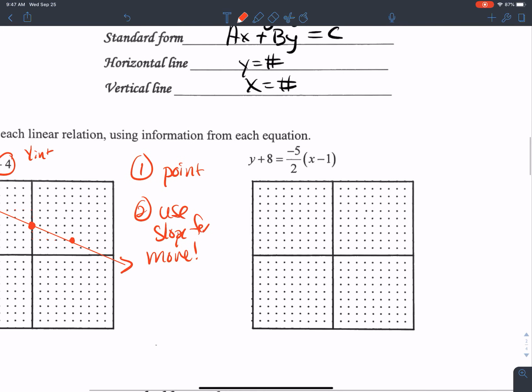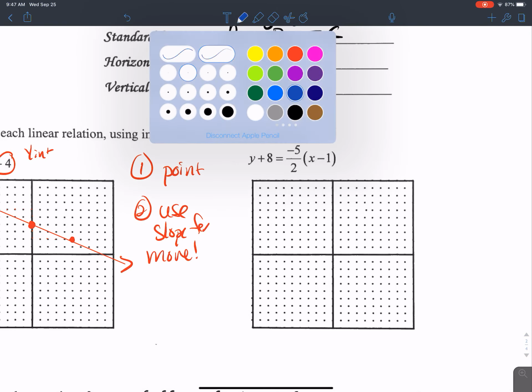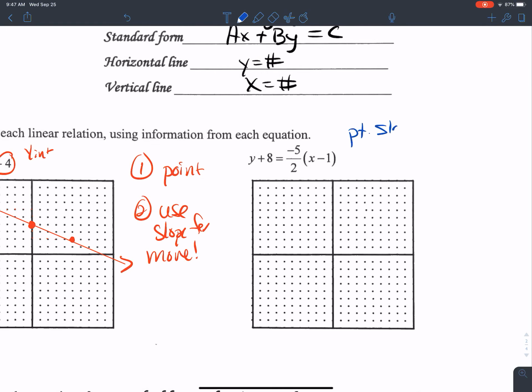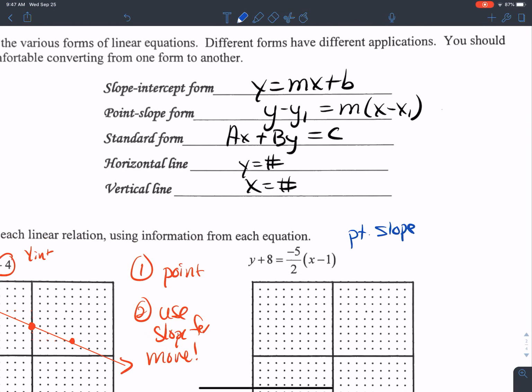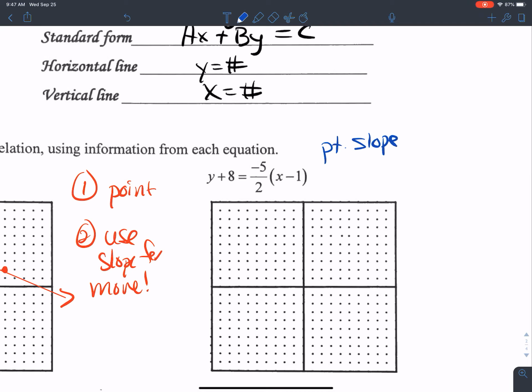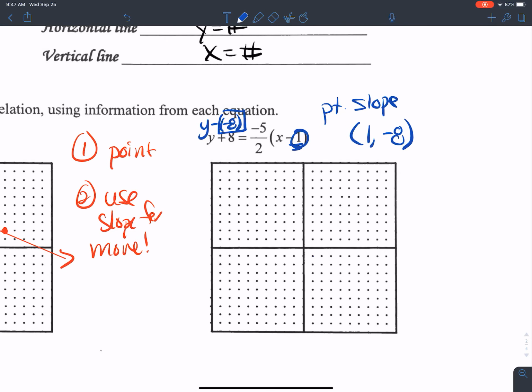I'll move on to the next one. What we see here is that this is point slope form. If it's in point slope form, the biggest thing here is remembering that it has to be in a certain form. This needs to be written as a minus in order for us to see the point. This is our x value, the number that's being subtracted. So the point we have has an x value of 1. The number that's being subtracted here is -8. So the y value is -8. So that's the point that we're going to place.